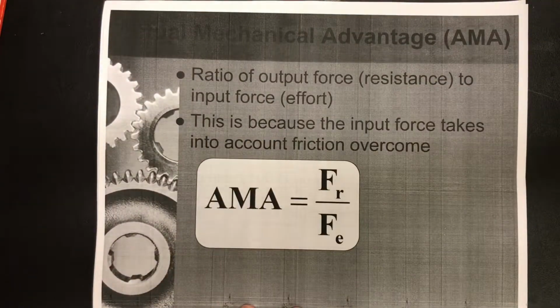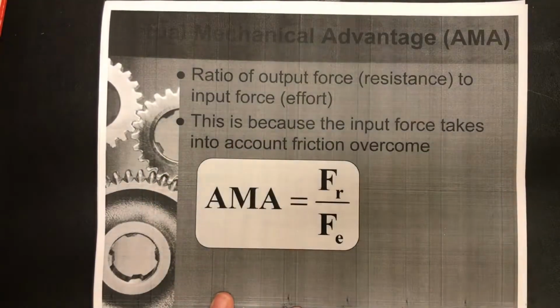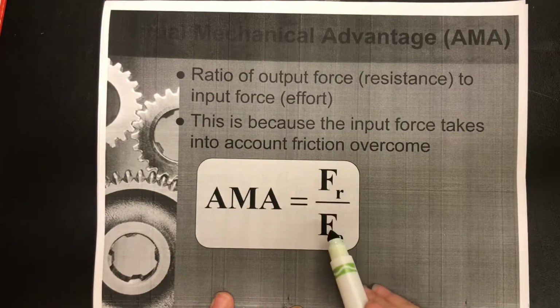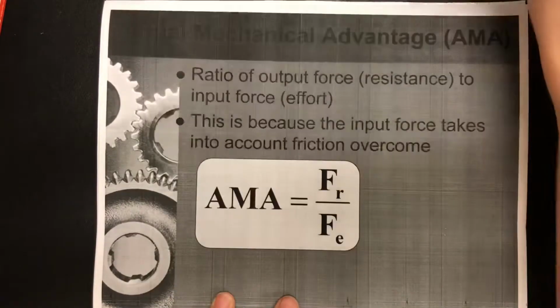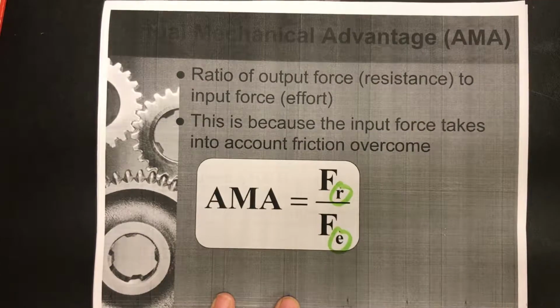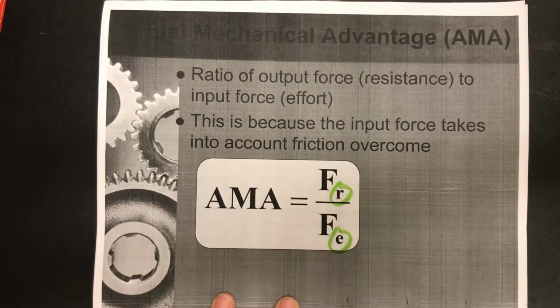So here's the second equation for today. The AMA, which is the actual mechanical advantage, what is actually happening. Now what you need to see is that this is based on force. IMA is based on distance. AMA is based on force. Also, you still need to know what E and R stand for, and they are flipped. So make sure you look at the formula before you start assuming things.